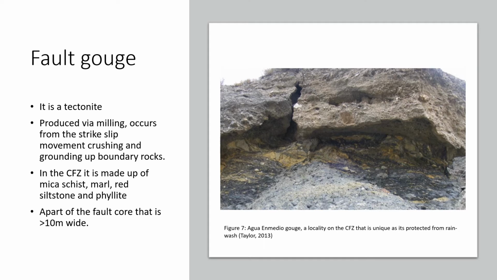The movement that formed the fault gouge in the Carboneras fault zone was strike-slip movement. The boundary rocks were ground and crushed together in a process known as milling, forming the non-cohesive rock, the gouge. They are normally fine-grained and show less than 30% of themselves as fragments, but tend to be part of the fault core. The fault gouge in the Carboneras fault zone is made up of the boundary rocks, which are mica schist, phyllite, marl, and red sandstone. The composition varies from place to place in the fault zone. In figure 7, the Agua del Medio exposure of the gouge is seen, and it is unique as it is well protected from rainwash due to this overhang.